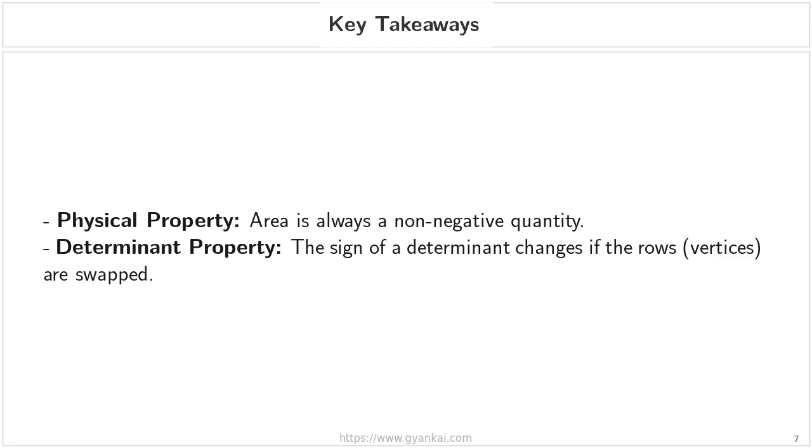Second, we have the determinant property. As we saw in our step-by-step examples, the sign of a determinant is sensitive to the order of your points. If you swap the rows, which is essentially just changing the order in which you list your vertices, the sign of the determinant will flip from positive to negative or vice versa.